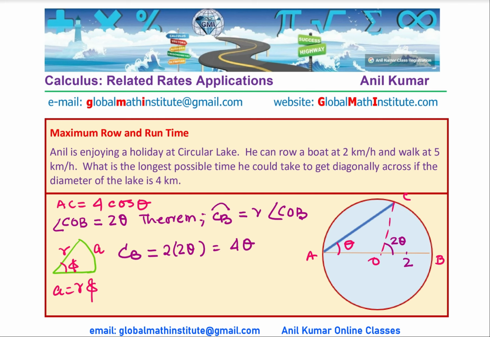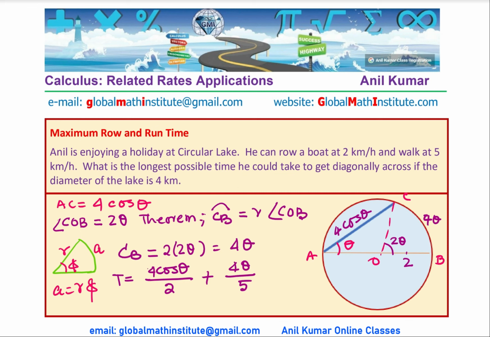Correct? So now we have both the arc length, which is 4 theta, and AC, which is 4 cos theta. So we can now find the time. So total time is now equal to AC divided by the speed, which is 2. So we get 4 cos theta divided by 2 plus CB, which is 4 theta divided by 5. Is that clear to you? So we get our time. So that's the formula which we were looking for, correct?